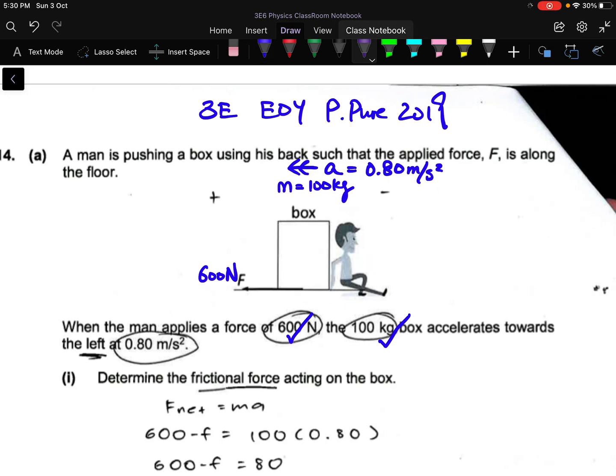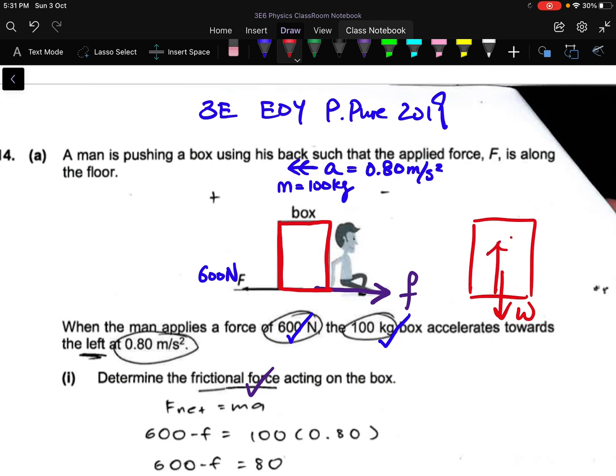I also want to check whether the question mentions smooth surface and none. And I can see that in part 1, I'm supposed to find frictional force, meaning that there's another force over here. That is F. And basically, I'm only interested in the forces acting on the box. Some of you may be asking me, teacher, why you never draw the weight and the normal contact force? Well, because I can see that the question is interested in the horizontal dimension. So I will only analyze the forces in the horizontal dimension.